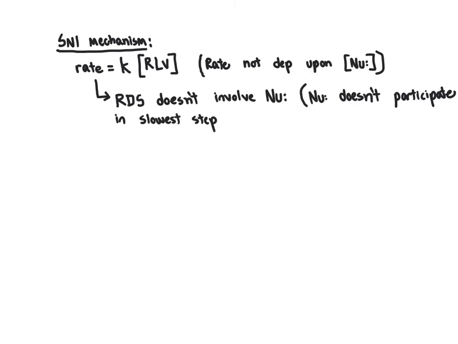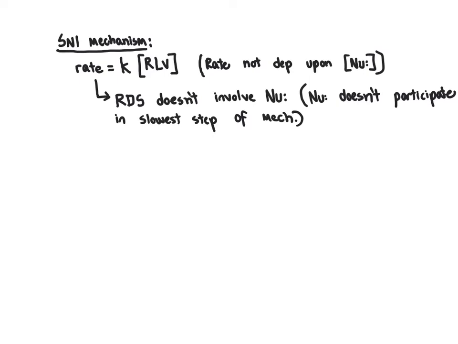Because when we look at each step of the reaction mechanism, we can look at the energy required for that step, specifically the activation energy required for that step. And what we're going to find is that the slowest step of the Sn1 reaction mechanism doesn't involve the nucleophile being present at that step.